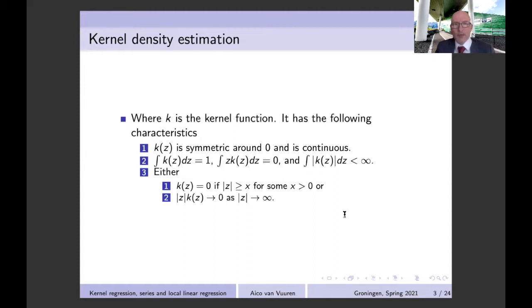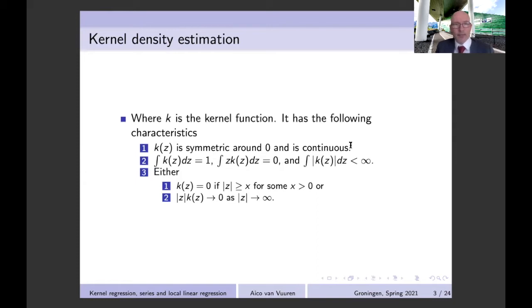As already said, a kernel function is, you could say, just a mathematical function with the specific characteristic that it is high around 0. More in particular, we're going to assume that k(z) is symmetric around 0, and it's going to be continuous. In addition to that, we're also going to make a couple of assumptions with respect to the integral. First of all, the integral must be equal to 1. And if we multiply the function k(z) by z, then the integral should be equal to 0.